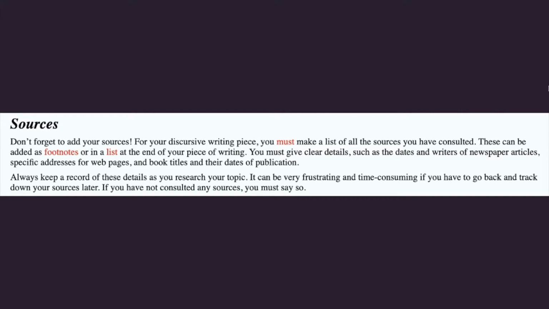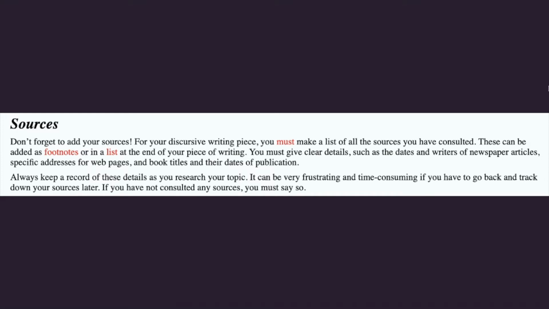In your Word document, where you're writing your essay, copy and paste all the websites that you go to, okay? Because for your discursive piece of writing, for your argumentative or your persuasive piece, you must make a list at the end of all the sources that you've consulted. So it does say that you can add them as footnotes, but I think a list at the end of your piece of writing is easier to do. So you need some clear details in there. So the link to the newspaper article is a good place to start. I will show you in class, and I'll put it in the conclusion video that I'm making, how you should lay out your sources. But please keep a list of them.